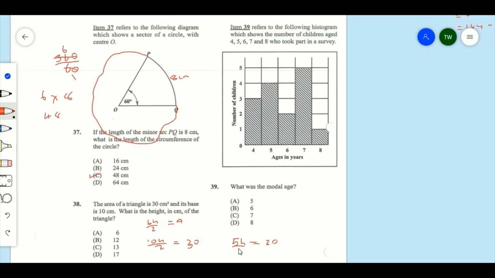So if we divide this side by 5 and this side by 5, then h is going to equal 30 divided by 5, which is 6. So the height is going to be 6, and that answer is going to be A.